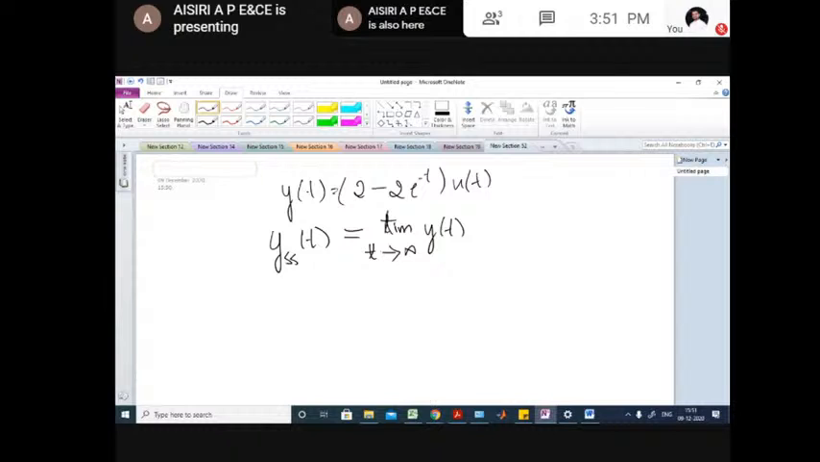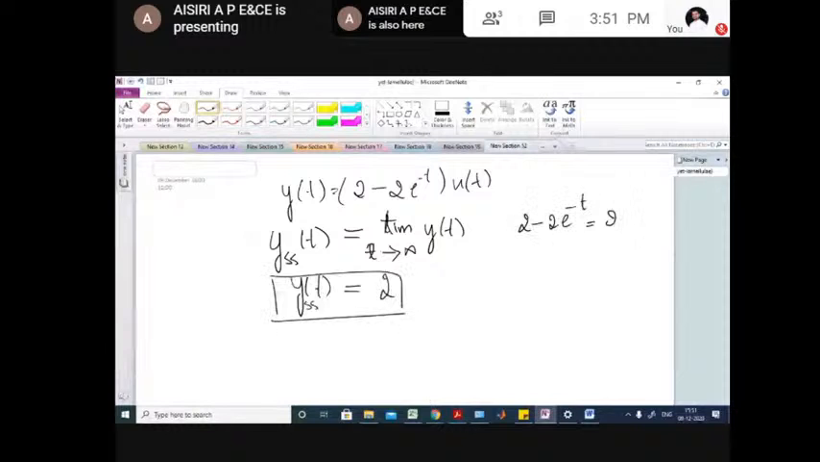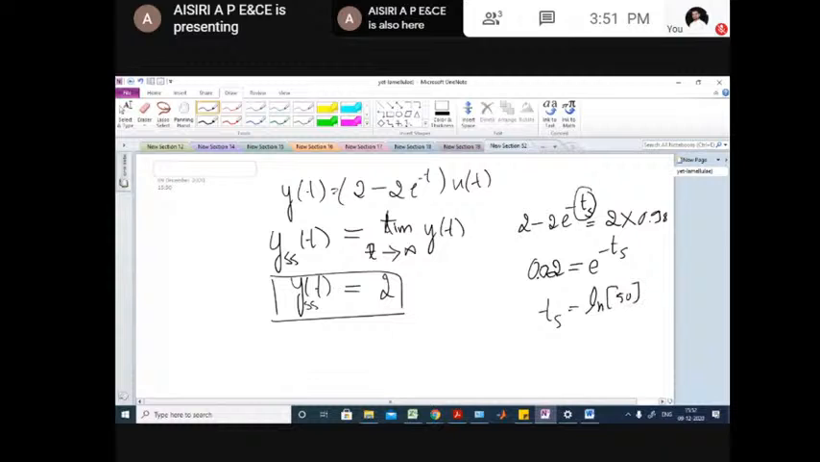In the limit where t tends to infinity, e power minus t is taken to be 0, so you get the final value as 2. So you have 2 minus 2 e power minus t equal to 2 into 0.98. Let the time taken to reach 98% be represented as t s. If I go on equating, it reduces to 0.02, which is equal to e power minus t s, and then t s gives me ln of 50, which is 3.91 seconds. So 4 seconds is the answer. That is, option C is correct.